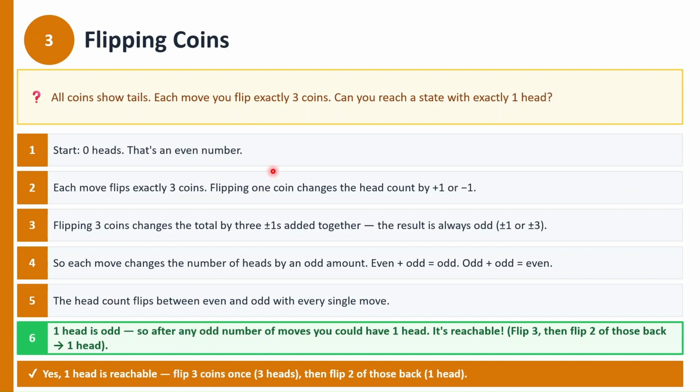Okay, let's just rethink this problem. This plus or minus 3, let's keep it in mind. Flip 3 coins once, okay? You'll get 3 heads, and then flip two of those back, and you'll only get 1 head, right? So this is definitely possible. Flip 3 first, and then you can flip 2 back to get 1 head. So that's quite simple.